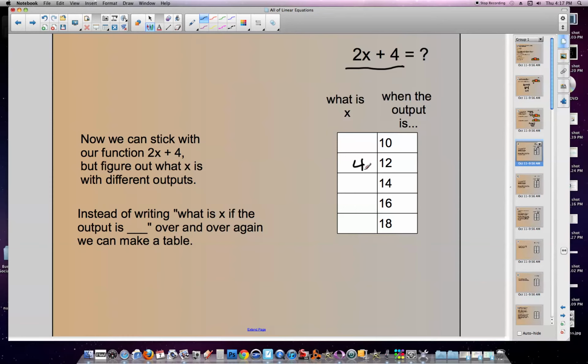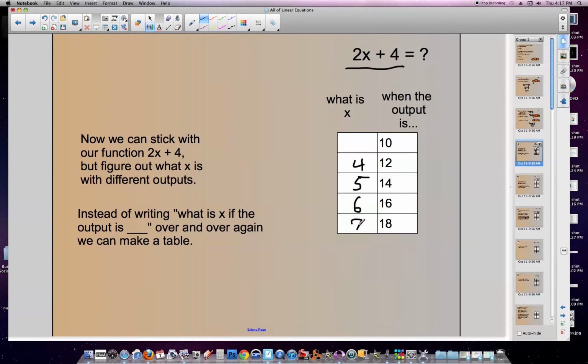And we said that this had to have been 5. 2 times 5 is 10, plus 4 is 14. And then we said this one was 6. 2 times 6 is 12, and plus 4 is 16. And we notice a pattern. I'm going to guess this is 7. Let's try it. What's 2 times 7? That's 14. Plus 4, 14 plus 4 is 18. So yeah, this is 7.